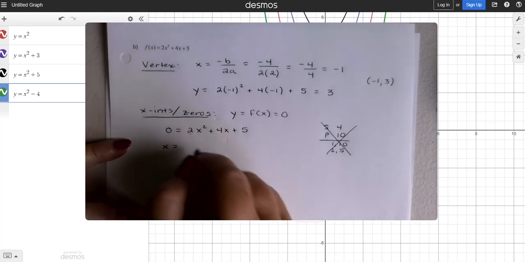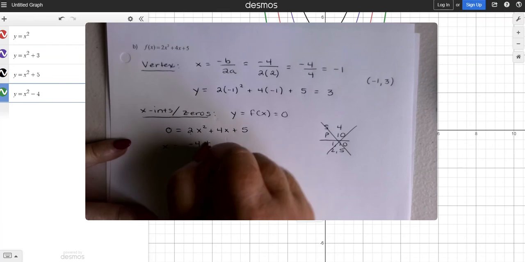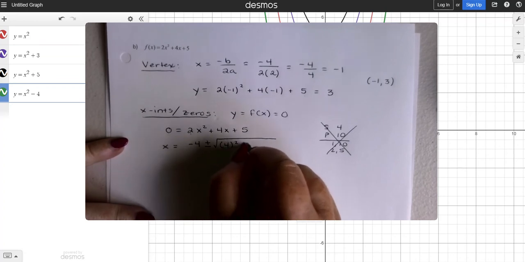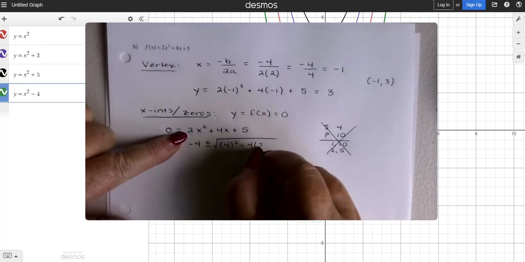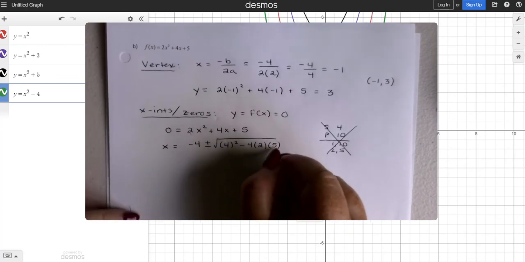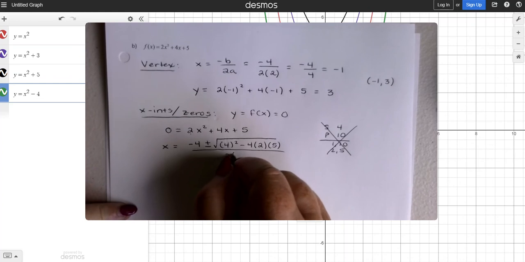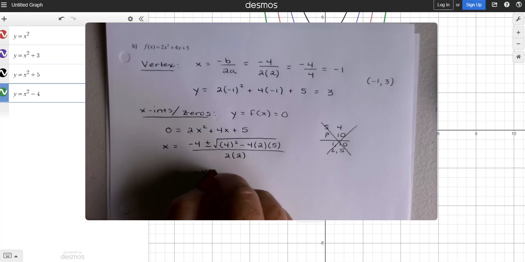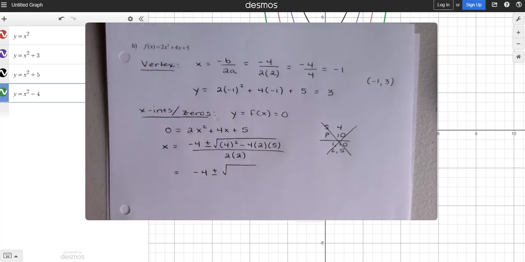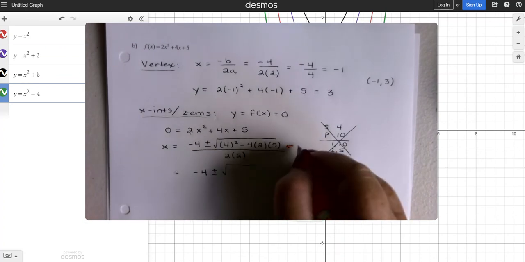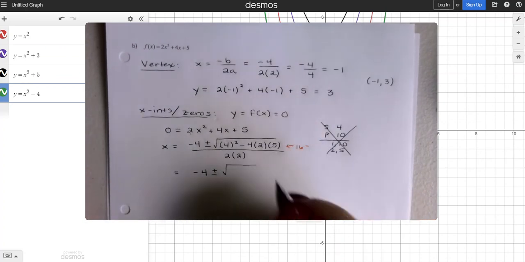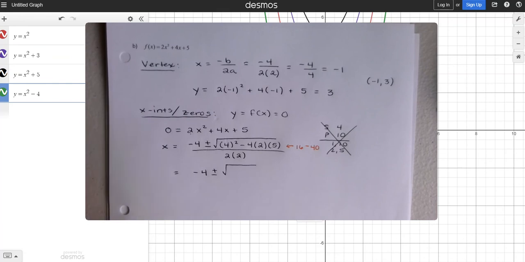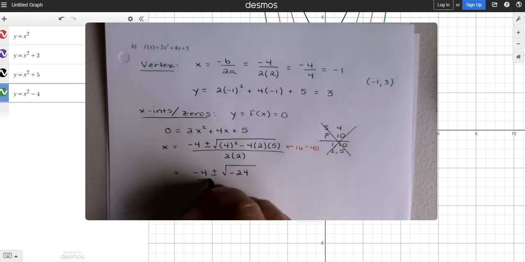So x equals minus b, b is negative 4, plus or minus the square root of 4 squared, minus 4 times a is 2, times c is 5, over 2a, 2 times 2. That's negative 4 plus or minus the square root of, what have I got here, 16 minus 10 times 4 would be 40, negative 24, over 4.